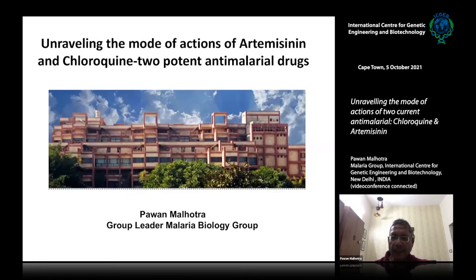So as Frank said, my lab has been working on a number of biological processes of parasite biology, particularly P. falciparum. The main aim is to identify novel targets and then develop newer drugs, because there has been a limited number of drugs against malaria.